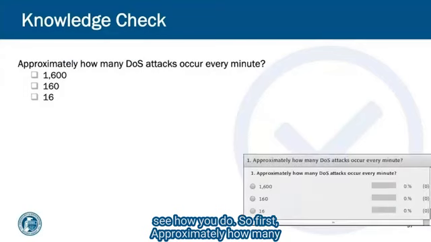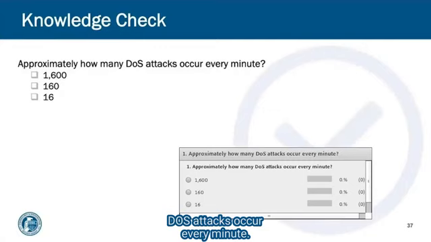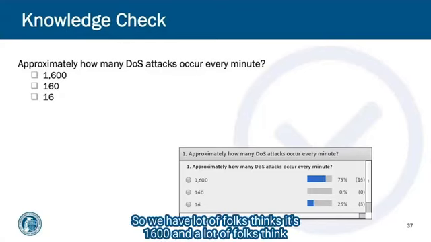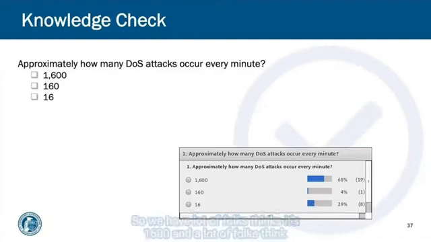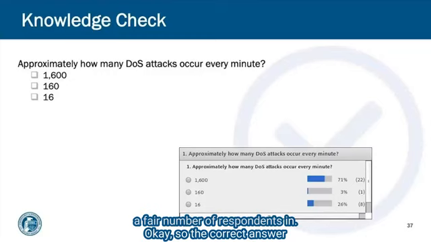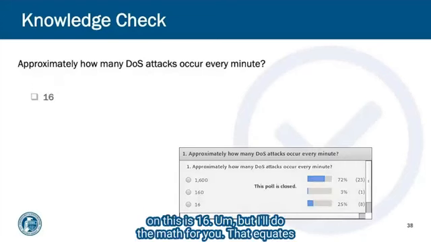So first, approximately how many DOS attacks occur every minute? So we have a lot of folks think it's 1600, and a lot of folks think it is 16. Not a whole lot of takers on 160. And let's see, got a fair number of respondents in. Okay, so the correct answer on this is 16.